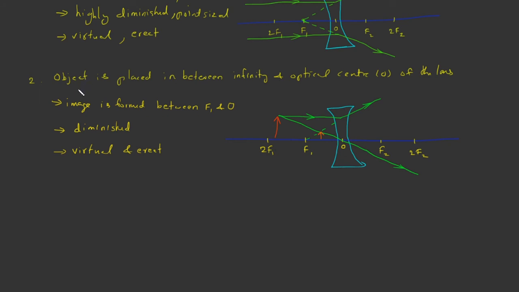So, if the object is placed in between infinity and optical center of the lens, then the image is formed between F1 and O. It is a diminished image, virtual and erect image. So, we studied two cases of image formation for a concave lens based on the position of the object.